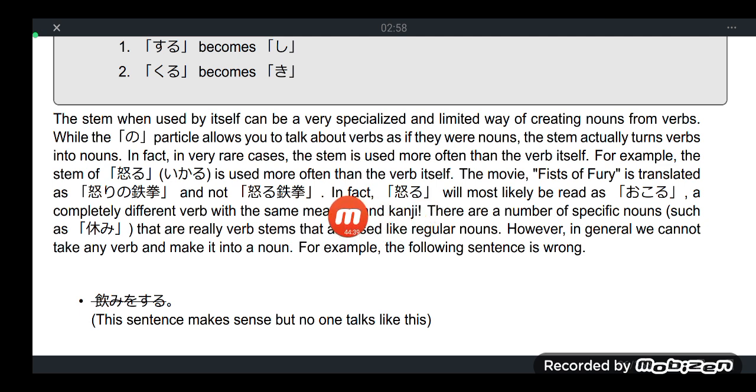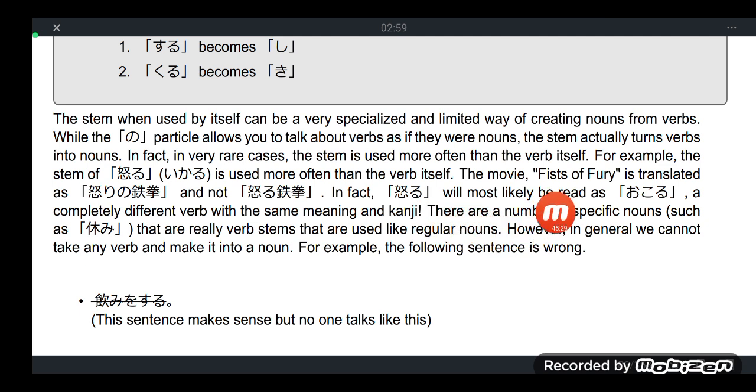In fact, this form, the kanji for anger plus the ru, will most likely be read as okuru, just like what I have mistakenly read a while ago. Okurigana is that part of a kanji reading that is represented as hiragana after a kanji. So the okurigana of this form is ru. In fact, this form will most likely be read as okuru. Okuru is a completely different verb with the same meaning in kanji.